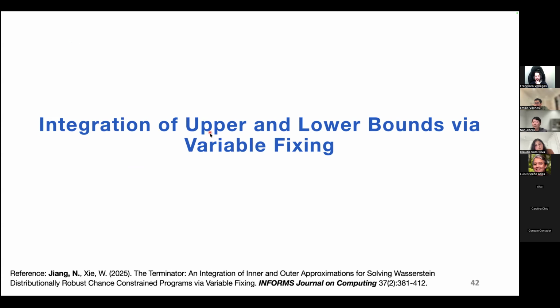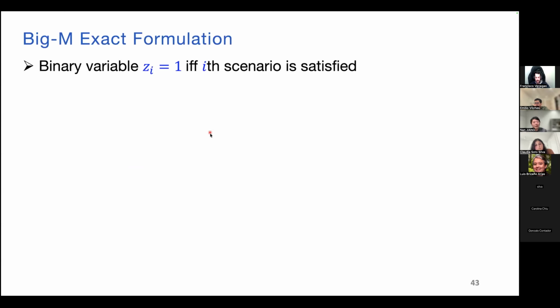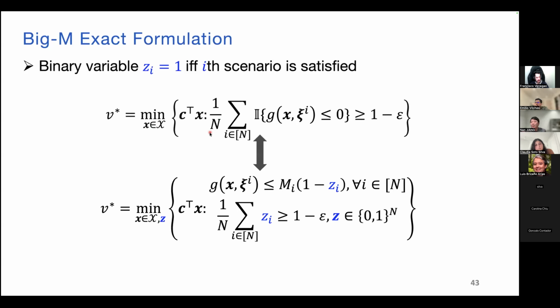We actually do this by variable fixing. Let's still look at the big M formulation. The Z here, if Z is 1, that means this scenario is satisfied. If Z is 0, that means this scenario is violated. Z here is binary, and we're going to generate optimality cuts for the Z variables.